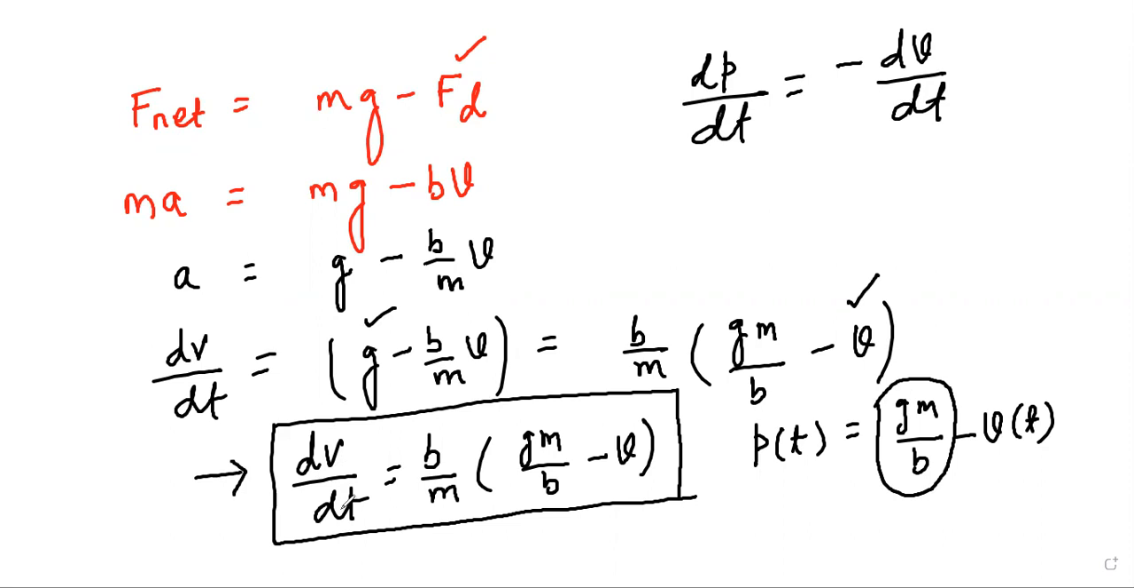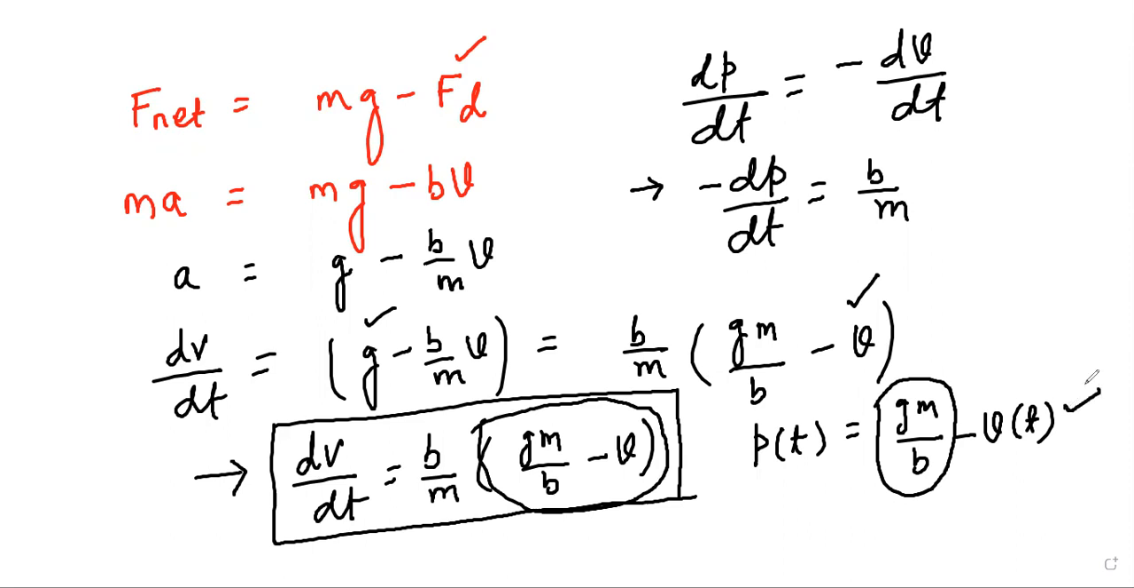So now dv by dt can be written using the boxed equation as minus dp by dt is equal to b by m, and then this bracketed term we have already considered to be p, right? So b by m, and this is your p, which is a function of time.